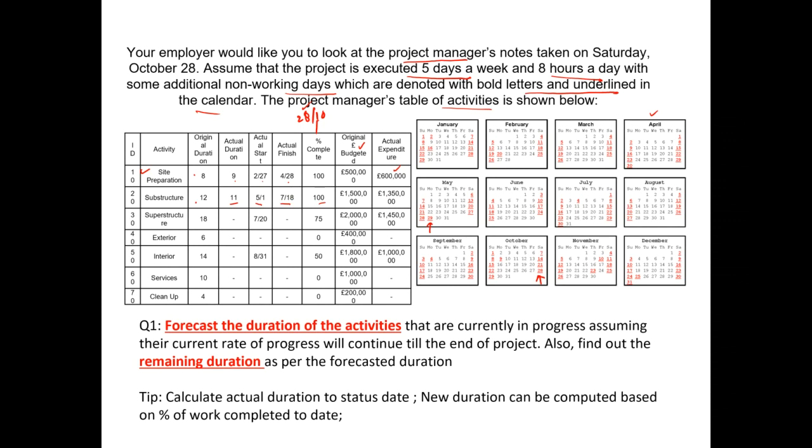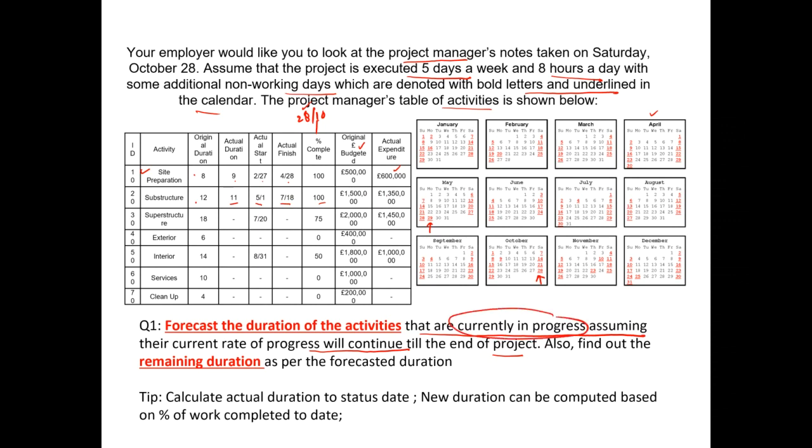1,350,000. Now, the question asked here is forecast the duration of the activities that are currently in progress, assuming that their current rate of progress will continue till end of the project, and also find out the remaining duration as per the forecasted duration. So the keywords here is that are currently in progress, right?